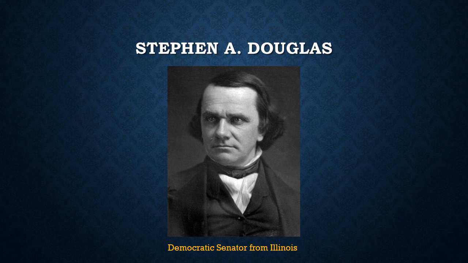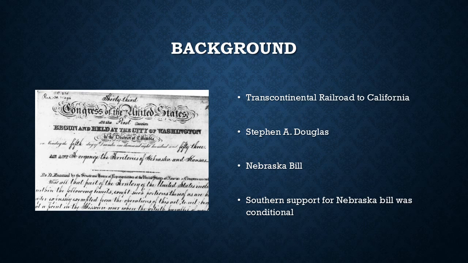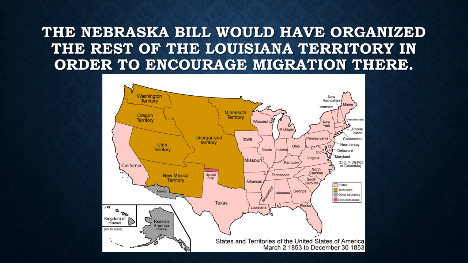But Douglas has a problem here. In order to get a railroad built across the continent, the railroad is going to have to cross through the unorganized territory of the Louisiana Purchase. Let me show you a map of what I'm talking about here. This is a map from 1853, right before we get the Kansas-Nebraska Act. And in 1853, Douglas proposed what was known as the Nebraska Bill.